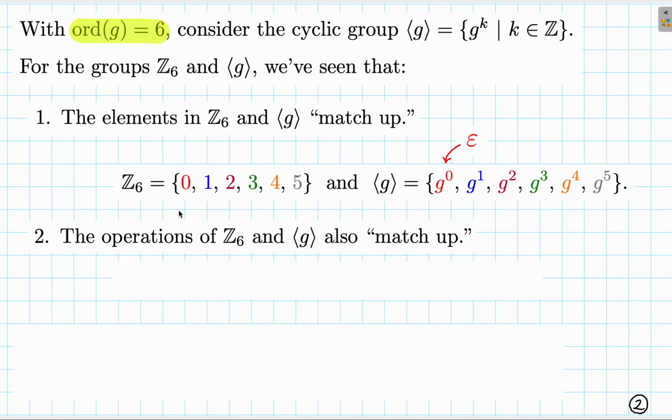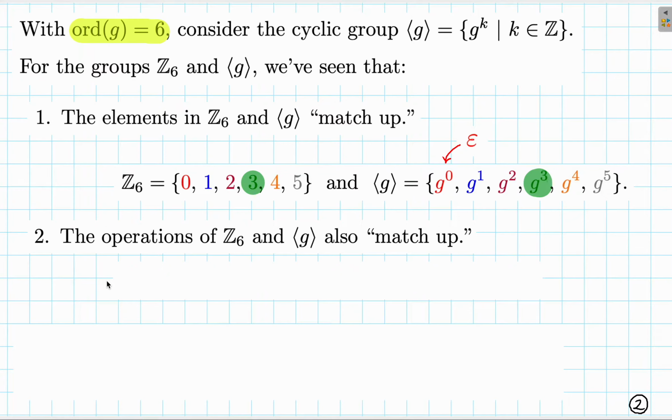Well, here are the 6 elements of Z6, 0, 1, 2, 3, 4, 5. And then here are the 6 elements of bracket G. G to the 0, G to the 1, G to the 2, G to the 3, G to the 4, G to the 5. And they pair up nicely, those elements match up. So for instance, the element 3 in Z6 matches up with the element G to the 3rd in bracket G, and so on.